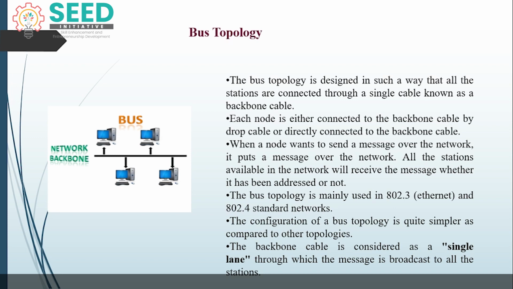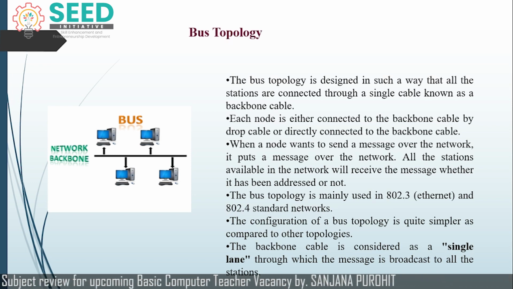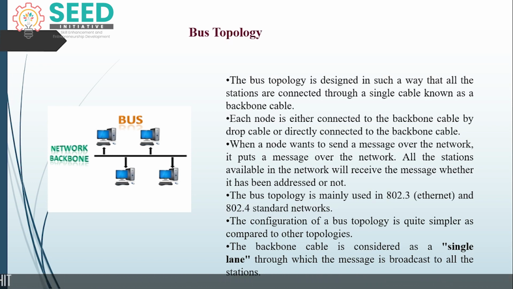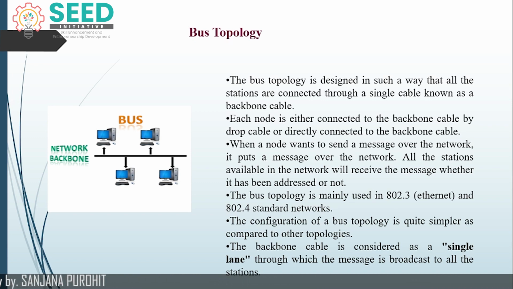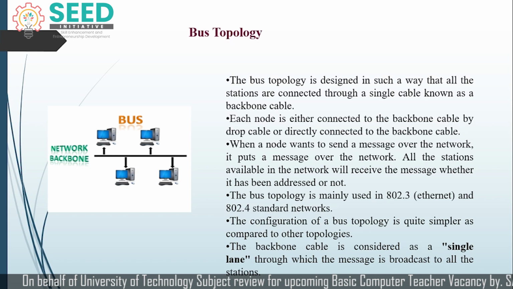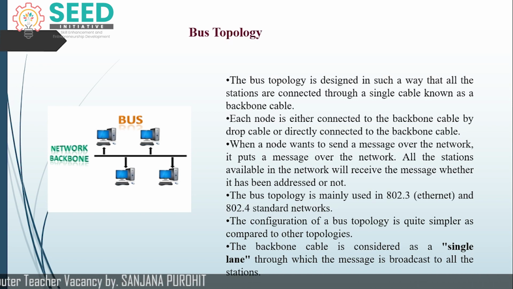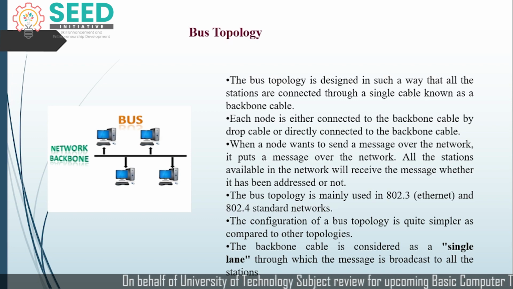Next point is the bus topology is mainly used in 802.3 Ethernet or 802.4 standard networks. The configuration of the bus topology is quite simple as compared to the other topologies. The backbone cable is considered a single lane through which we can broadcast any message to all the stations.